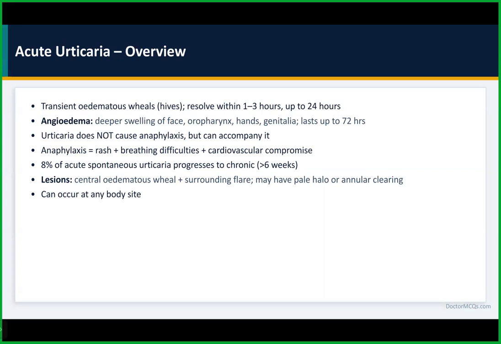Anaphylaxis is basically when the patient has a rash, and not only the rash, but also breathing difficulties and some cardiovascular compromise, then definitely it is anaphylactic shock. Otherwise, it's just a skin condition: reassure the patient, give the definitive treatment, and just discharge the patient.